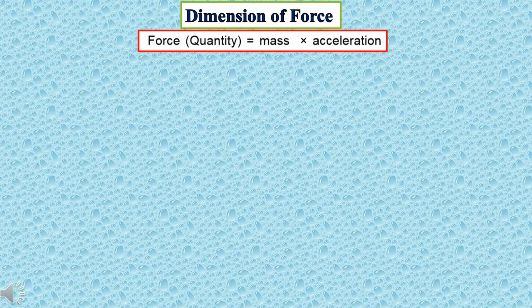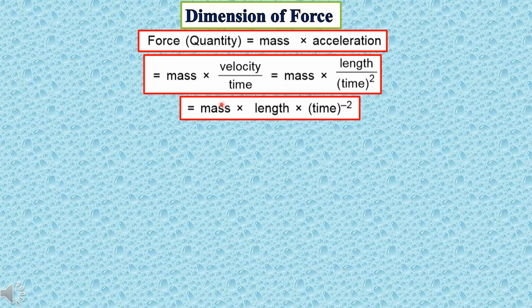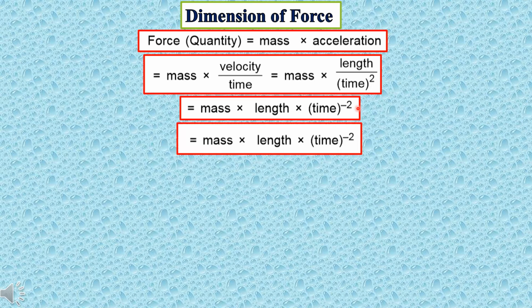Dimension of force. We know that the formula of force is equal to mass into acceleration, where acceleration is velocity divided by time and velocity is length divided by time, and we get F is equal to mass into length divided by time square, and force is equal to mass into length into time to the power minus 2.